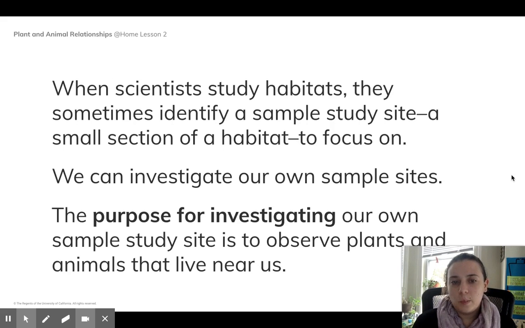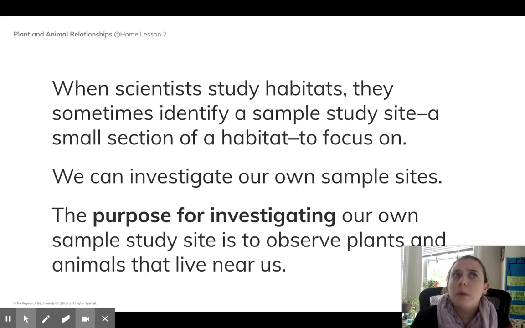So what we're going to do as botanists, and what plant scientists do when they study habitats, is we're going to identify or find a sample study site. It sounds really fancy, I know, but we're all going to be able to find one. So it's a small area, a small habitat to focus on, where we're really going to be observing. We're each going to be investigating our own sample site, so everyone's going to have a different sample site. The reason for this is to observe the plants and animals that live near us.